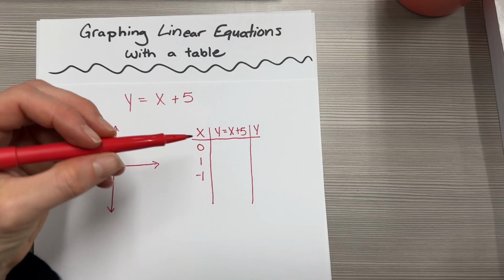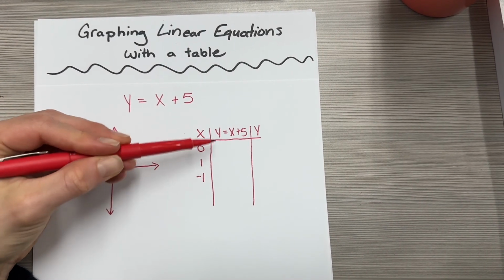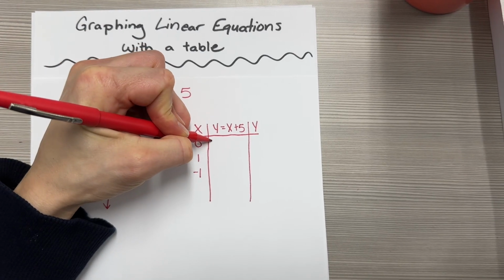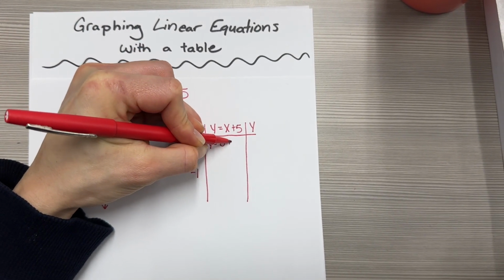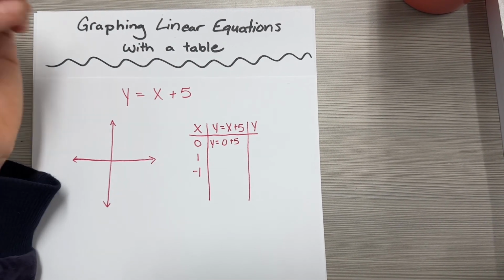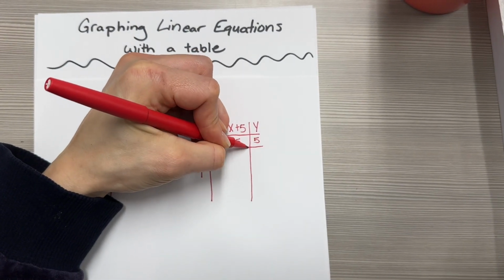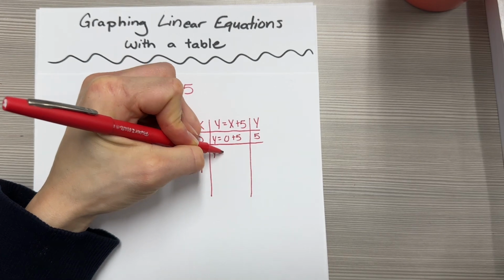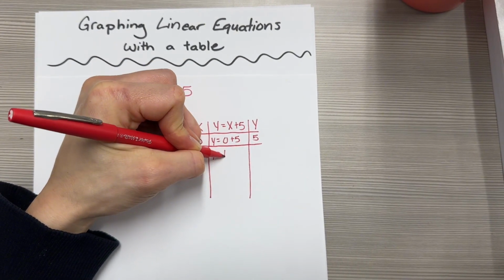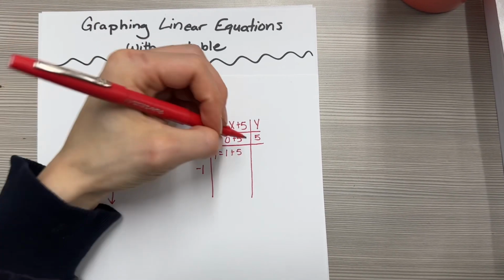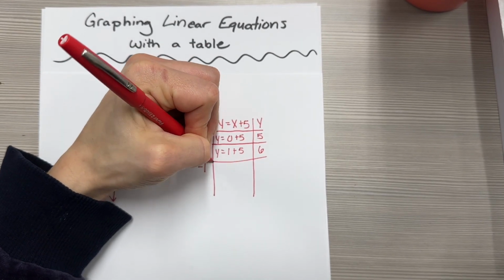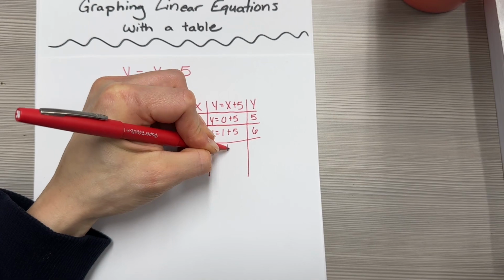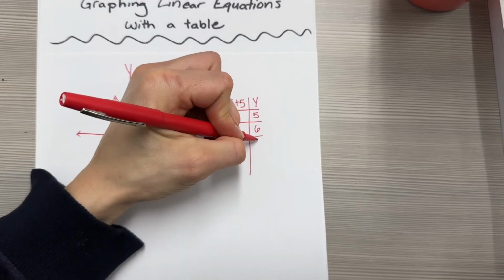From here, we're then just going to substitute in these values into the function and solve for y. So starting off, we are going to have y equals 0 plus 5, which gives us 5. Second, we have y equals, instead of x, we're going to put that 1 there, 1 plus 5, which will give us 6. Next, we have y equals -1 plus 5, which will give us 4.